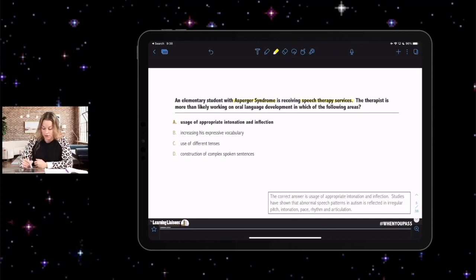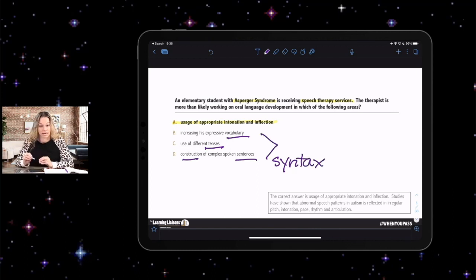So when we're looking at our answer choices and we're talking specifically about that oral language development, we know that our answer is going to be A, because we're looking again for that pitch, that inflection, whereas vocabulary, different tenses, construction of sentences, when we're talking about our syntax, these are going to be very different types of skills, often reflective in their writing versus this is the actual speech that they're going to be producing.